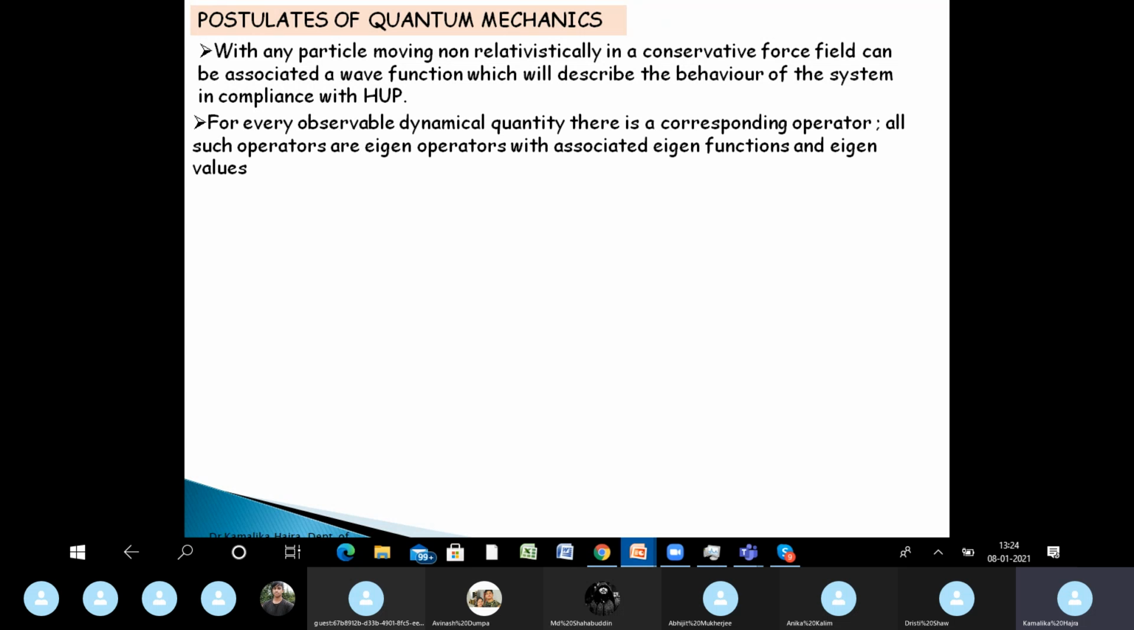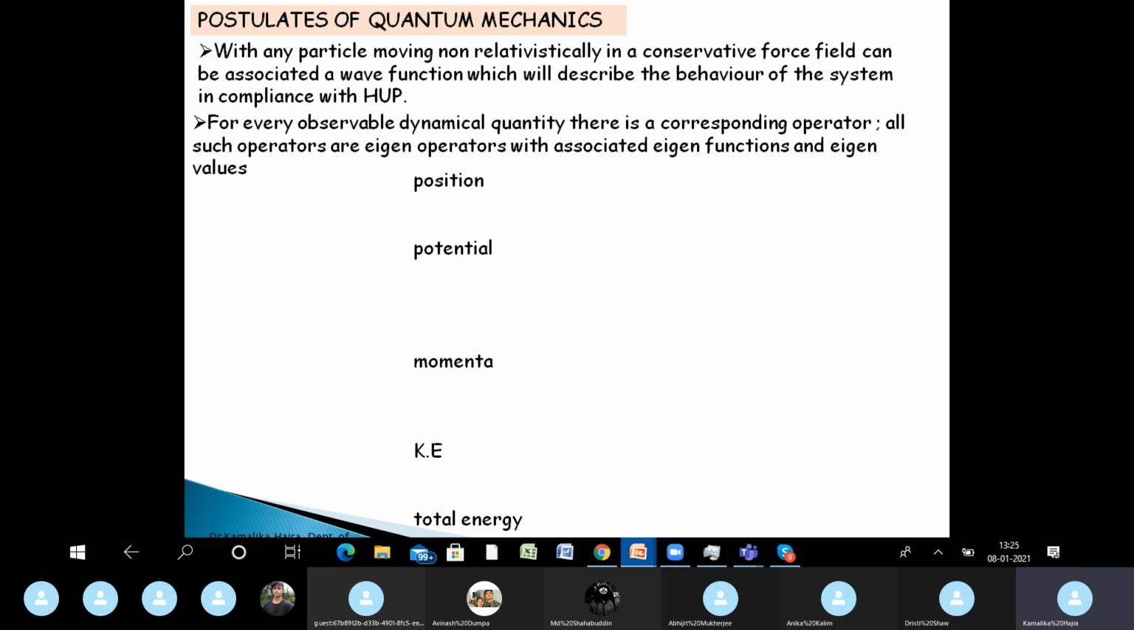For every observable dynamical quantity like position, momentum, angular momentum, total energy, etc., there is a corresponding operator. And all such operators are eigenoperators associated with particular eigenfunctions and eigenvalues. We saw this in today's class itself, that every observable can be represented by an operator, and that operator is an eigenoperator with a particular eigenfunction and a particular eigenvalue. Second postulate.